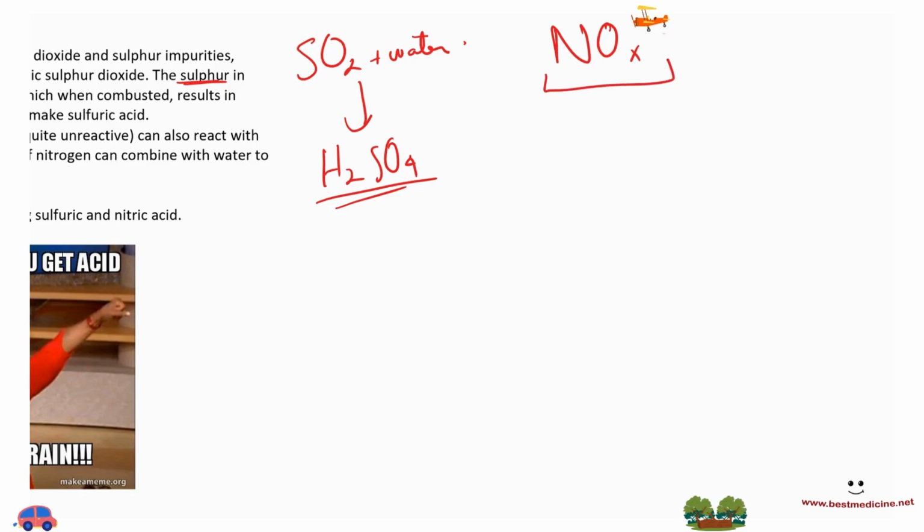Another is oxides of nitrogen. Combustion engines and other places in which there are high temperatures and pressures, the nitrogen, which is usually unreactive, and nitrogen is present in the air. So nitrogen comes from the air, right? Sulfur comes from the impurities.